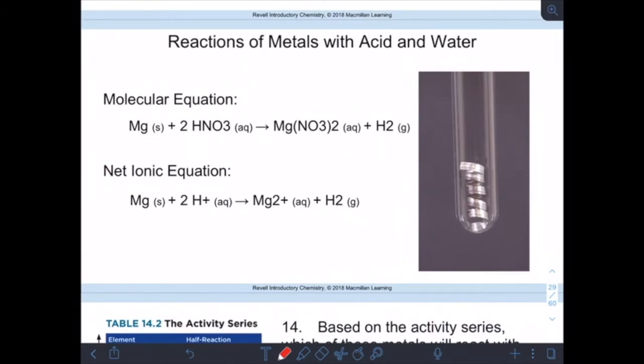Okay, reactions of metals with acid and water. So we've already been through this in the previous chapter, that when we have a metal reacting with an acid, we get a hydrogen gas. Okay, that part has not changed. What's different now is that we are paying attention to the fact that this is a redox reaction.